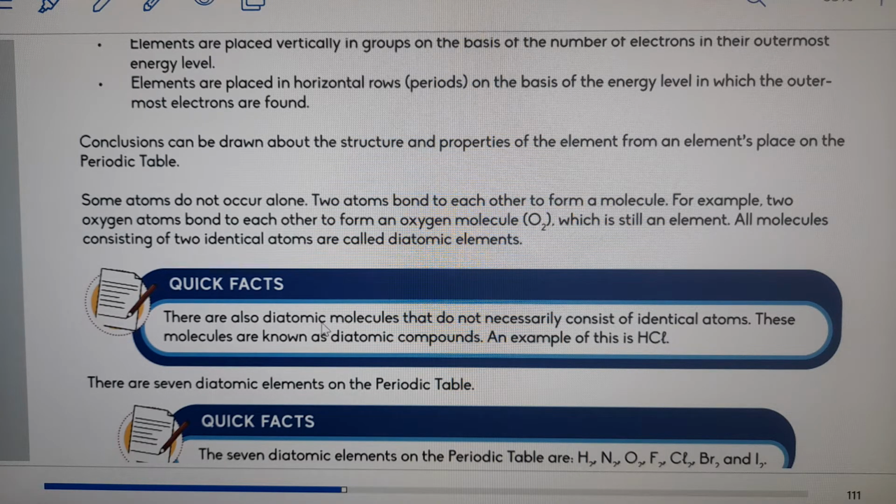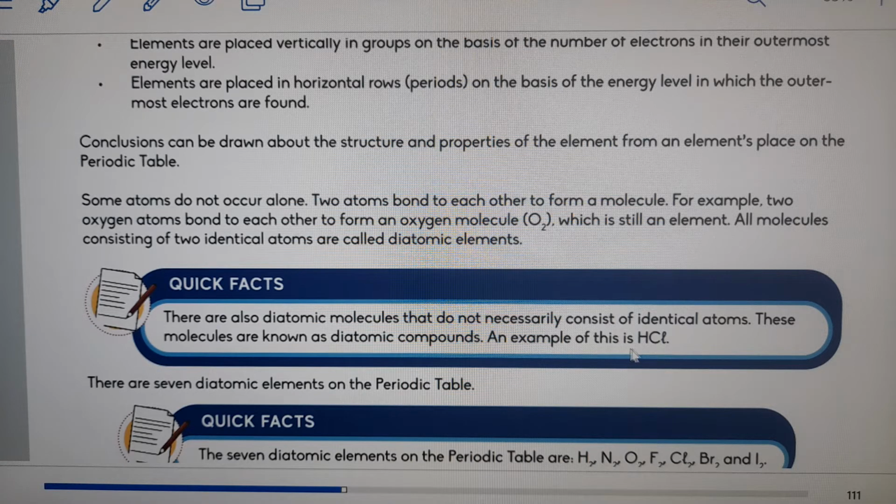There are also diatomic molecules that do not necessarily consist of identical atoms, which means we can have an atom of kind A joined together with an atom of kind B. That is still a molecule, but the atoms are not the same. These molecules are known as diatomic compounds.